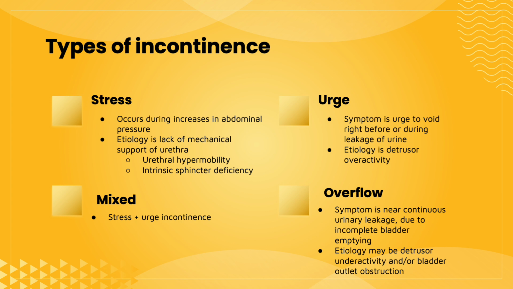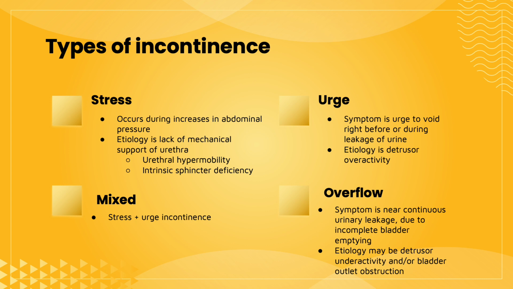Stress incontinence is due to an increase in abdominal pressure and the lack of mechanical support of the urethra. This lack of support can be for two reasons: urethral hypermobility or intrinsic sphincter deficiency. Urethral hypermobility is thought to be due to insufficient support of pelvic musculature, which can be due to chronic pressure or trauma during childbirth. Intrinsic sphincter deficiency is defined as a loss of intrinsic urethral mucosal and muscular tone from neuromuscular damage, which can be seen with nerve injury or neurologic conditions, or after prior pelvic or incontinence surgeries.